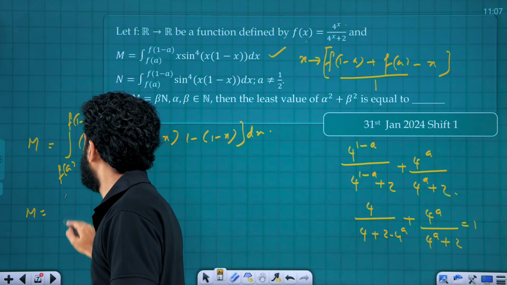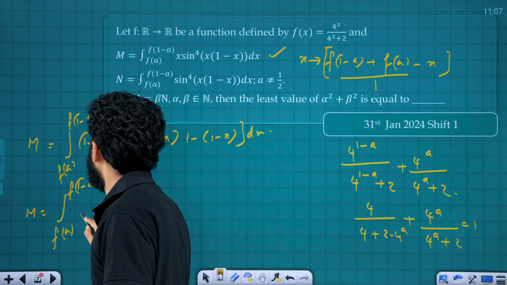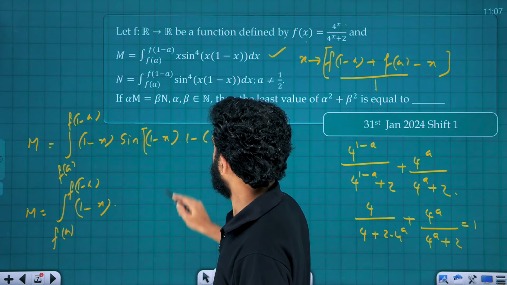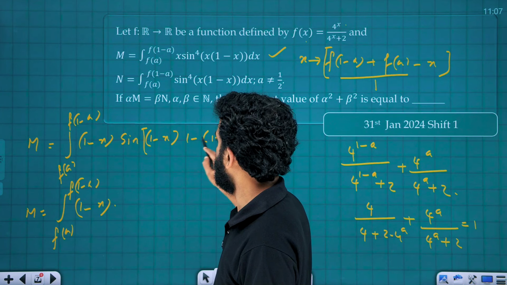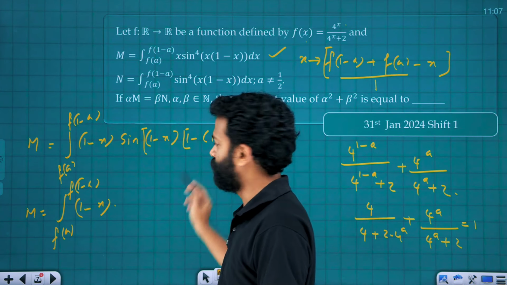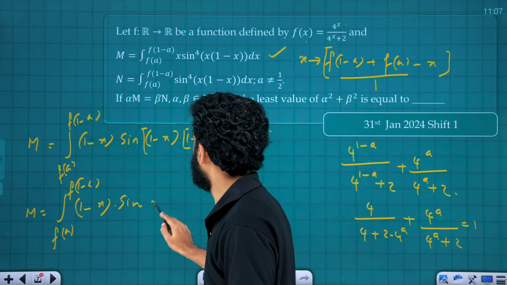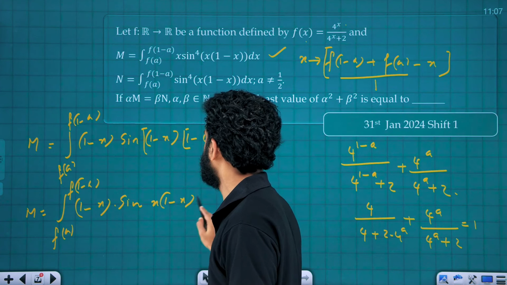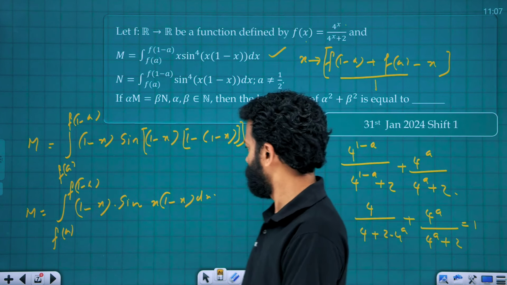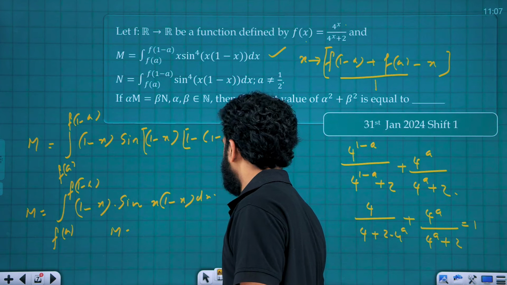Therefore, m is equal to the integral from f of a to f of 1 minus a of (1 minus x) into, if you open it, 1 minus (1 minus x) is what? 1 minus 1 minus x is x itself. Therefore, it will be sine of x into (1 minus x), sine of x into (1 minus x) dx. Okay. Hope you are getting the idea here. Just to open the bracket. That's all. The problem is over. Therefore, m will be, okay, in the next slide we can do that.